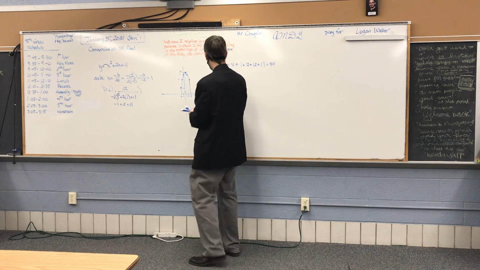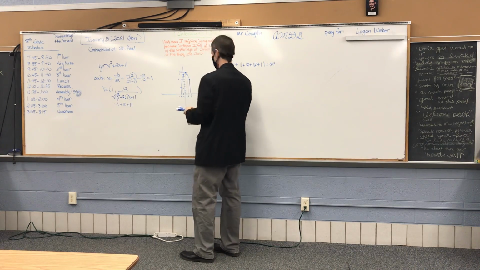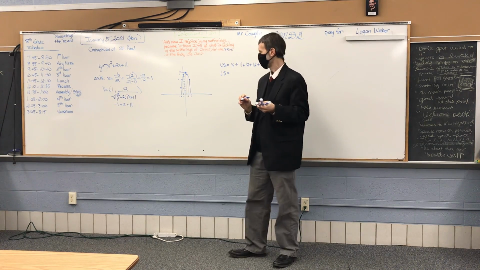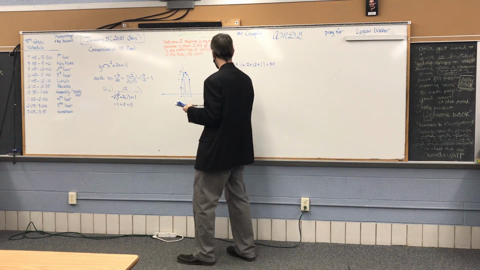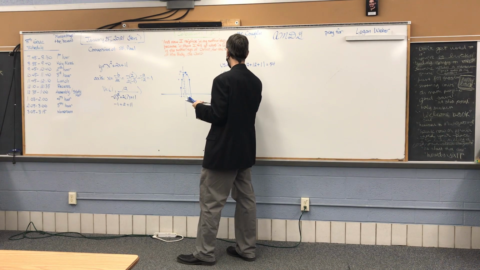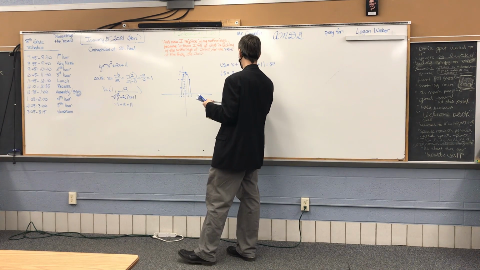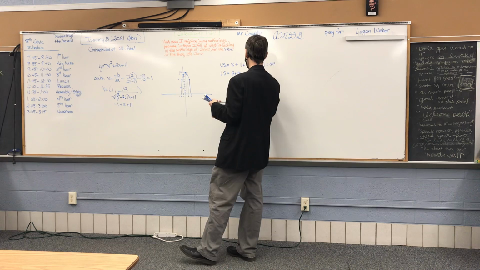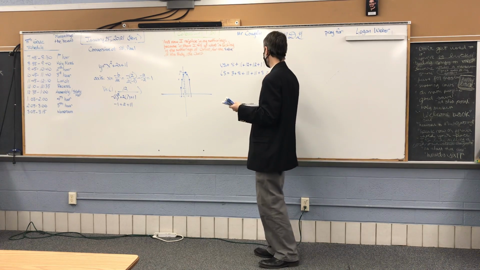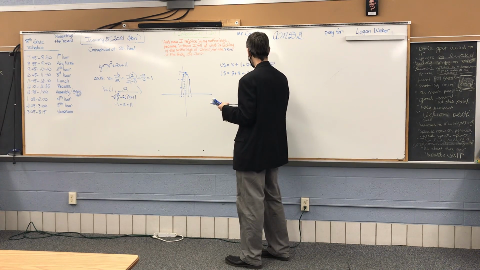Can somebody tell me the lower sum? What's the first lower sum? 3. Keep going. 8. 11. 11. 8. Good. And these should add up to 22, 30, 38, 41.